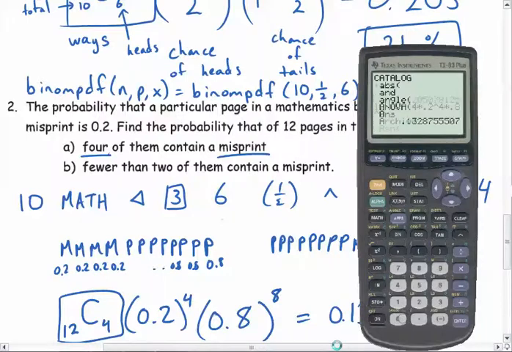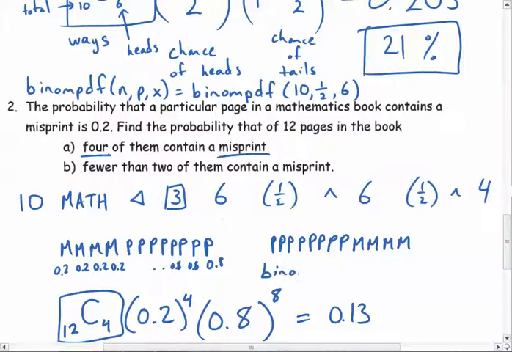Okay, or I could go to the catalog, to the B section, and choose Binomial PDF, 12 trials. The chance of getting a misprint is 0.2, and I want to get 4 misprints. Same answer. So I'll write that down here too. Binomial PDF, 12 choices, 0.2 chance, looking for 4.